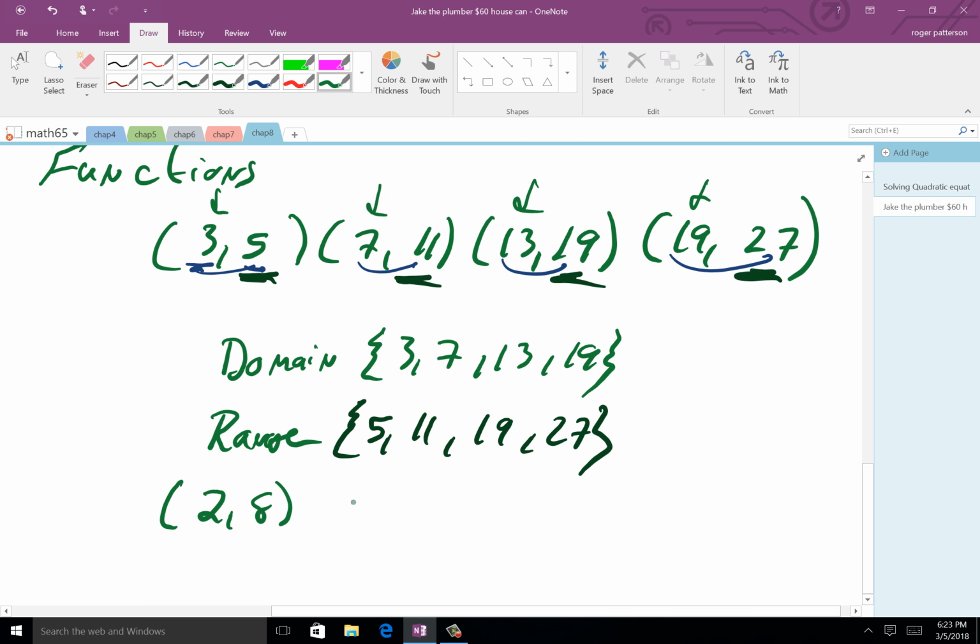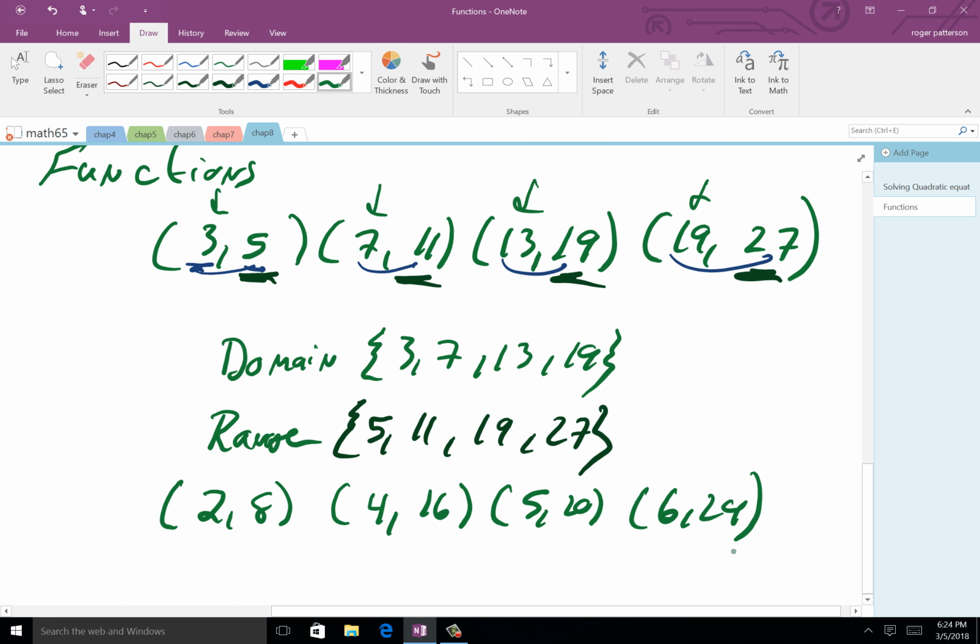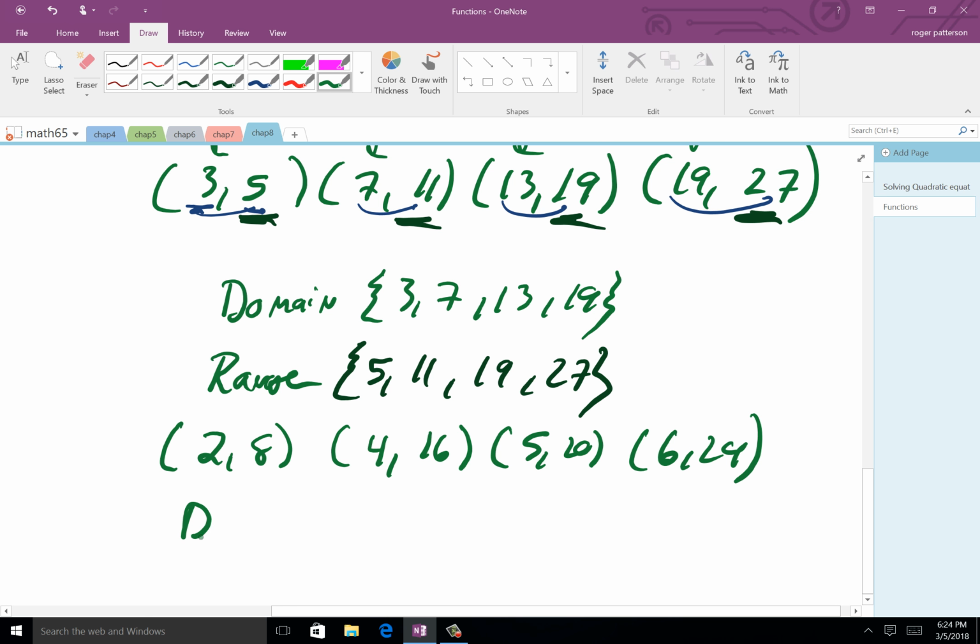2 and 8, 4, 16, 5, 20, 6, 24. All right, so domain, input. So what's in the domain? Look at those x's. 2, 4, 5, 6. That's your domain. Okay?